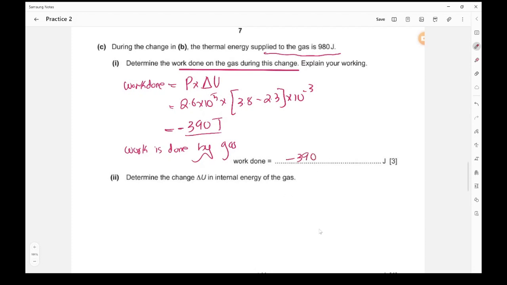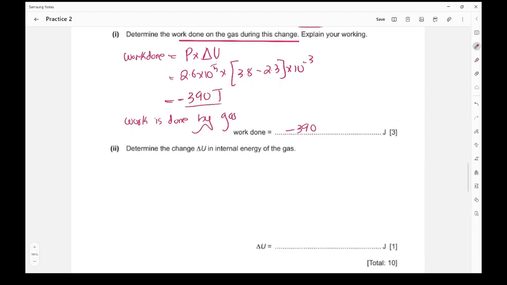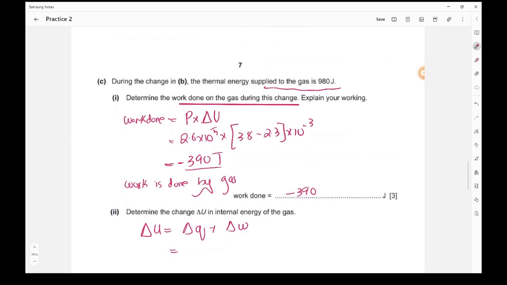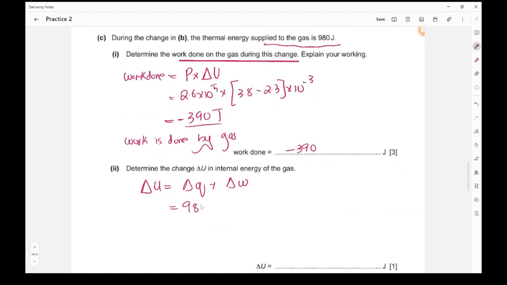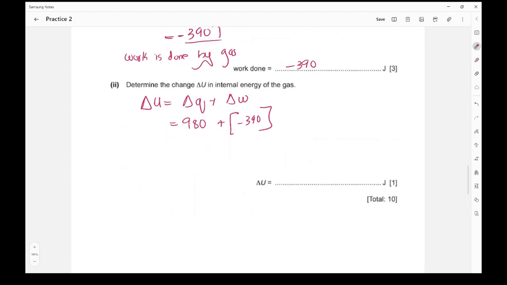Anyways, determine the change in internal energy of the gas. Okay, so internal energy, delta U, is going to be delta Q plus delta W. And we have provided some energy to this system, which is actually heat energy. So this is going to be 980 plus the work done. The work done is going to be negative, minus 390. So the change in internal energy is easily 980 minus 390, and this gives me 590. So 590 joules, this is done.